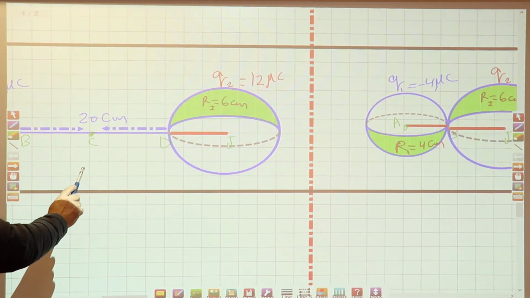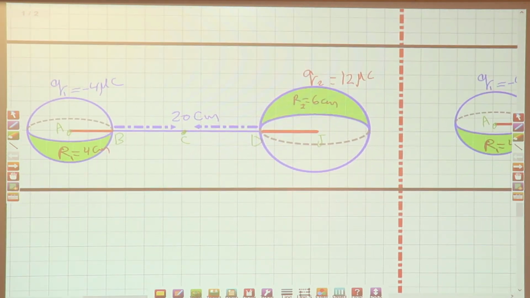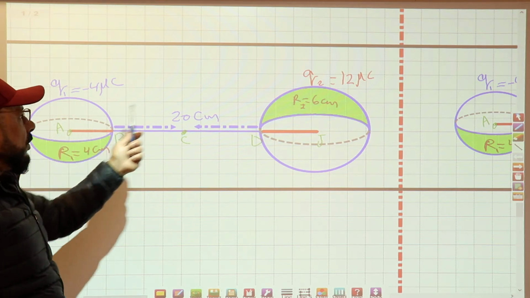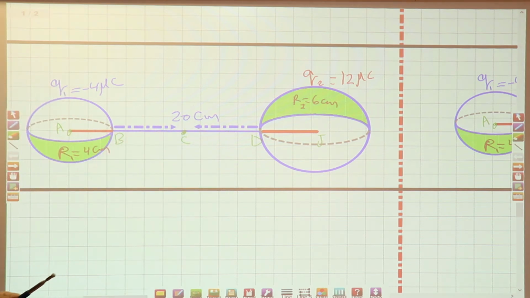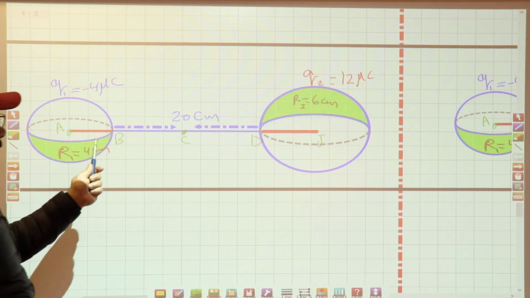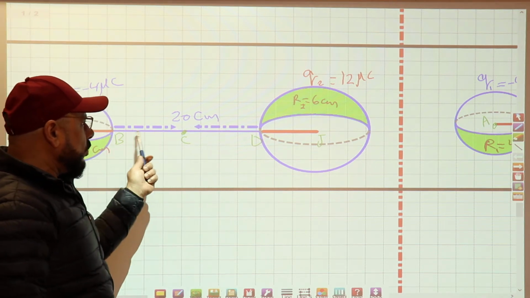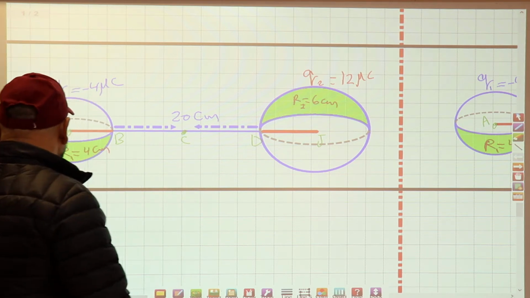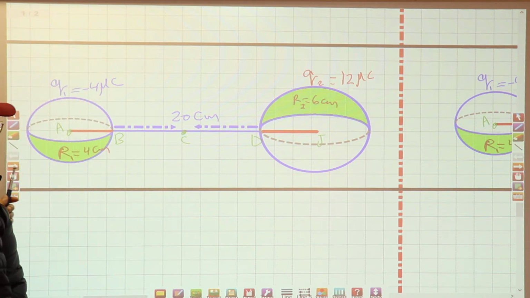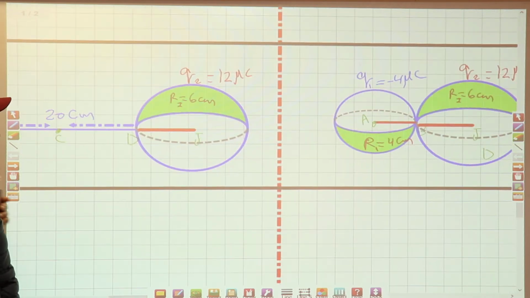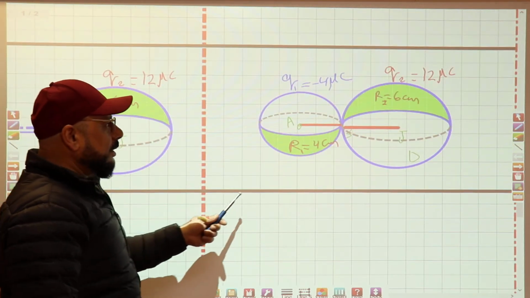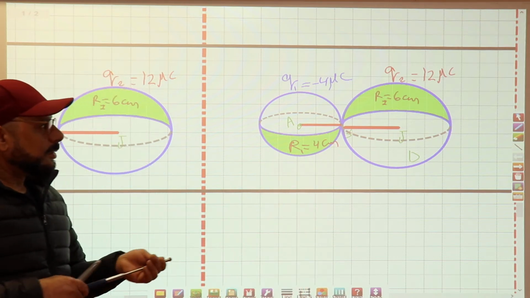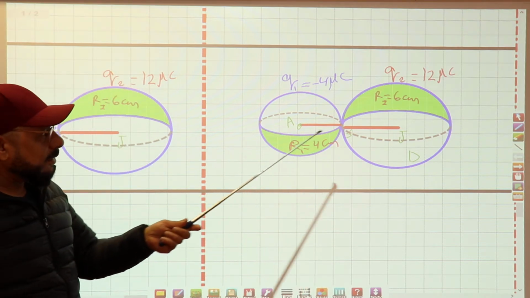Here we have a new problem, and I want to explain it. Here we have the same two spheres. Sphere 1, sphere 2. They are at a distance of 20 centimeters from surface to surface. Somebody came to this place yesterday. What did he do? He put the two spheres together. They let them contact each other.